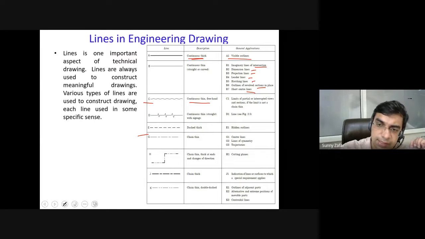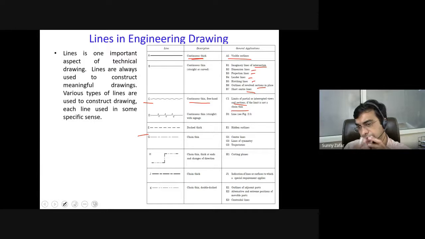In this case, the continuous thin line shows the limits of sections of the view, and we can also show them using continuous zigzag lines. Then in the E category, we have the dash thick line, which shows the hidden outlines. Any hidden structure or hidden details of a component are shown using this thick dash line.